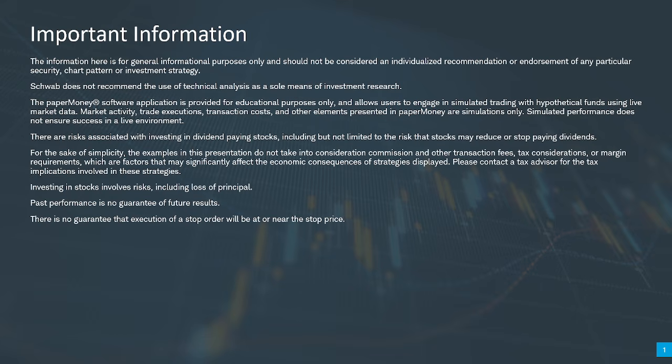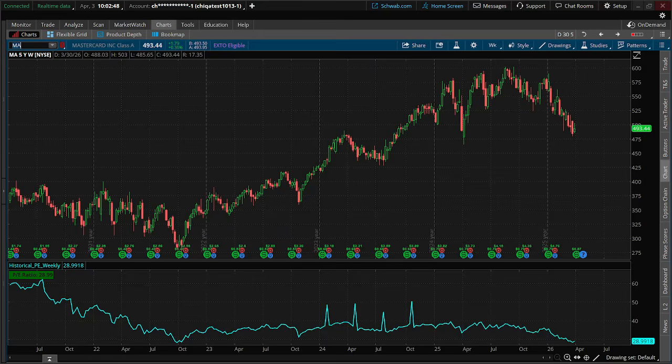All right, and with that, let's go ahead and take a look at our screen here. I just wanted to highlight, you can see down below here, we do have a chart, first of all, of MasterCard. And on this chart, we've got a PE ratio listed below. Now, it is a historical PE ratio. It is a weekly PE ratio, and it is a Thinkscript.